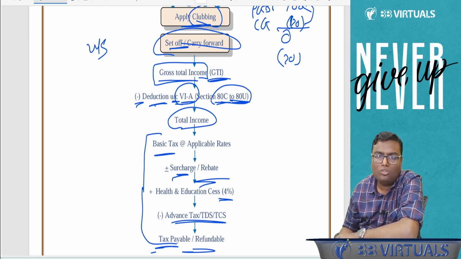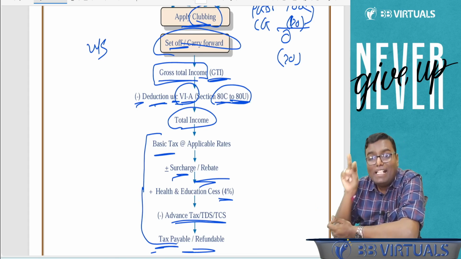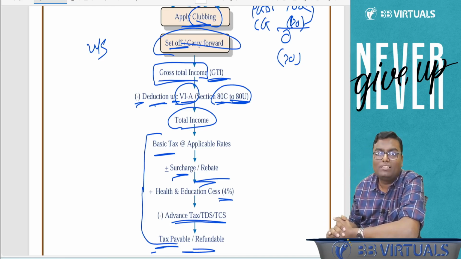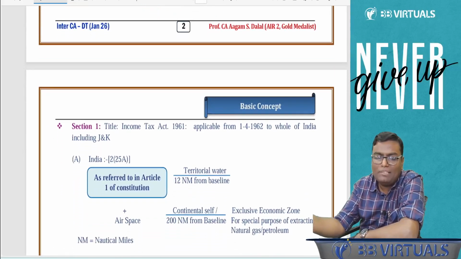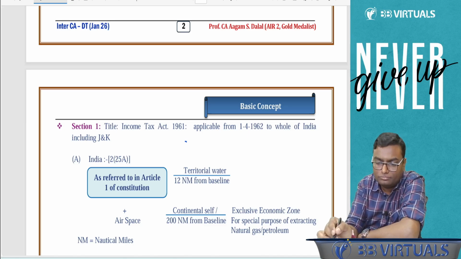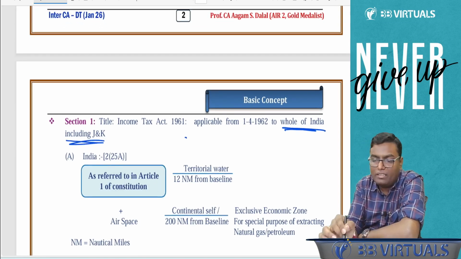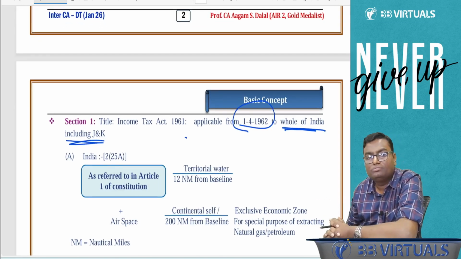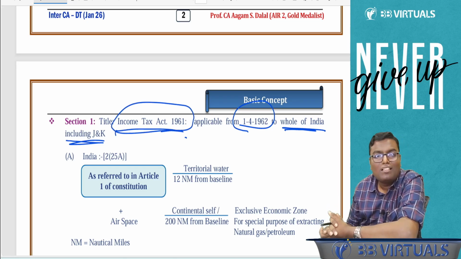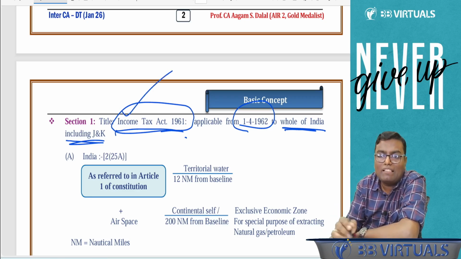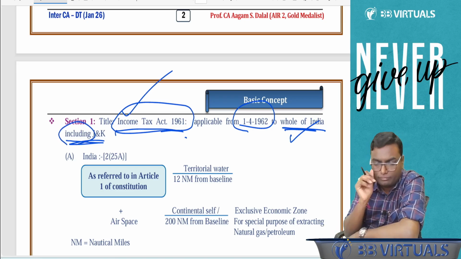In section 1 of any Act, the name of the Act is given, and from which date it will be applicable is also written. Section 1 of the Income Tax Act says that the Income Tax Act is applicable to the whole of India, including Jammu Kashmir, and it will be applicable from 1st April 1962. And what is the name of this Act? Income Tax Act 1961. So it has given the name, and where it will be applicable: the whole of India, including Jammu Kashmir.